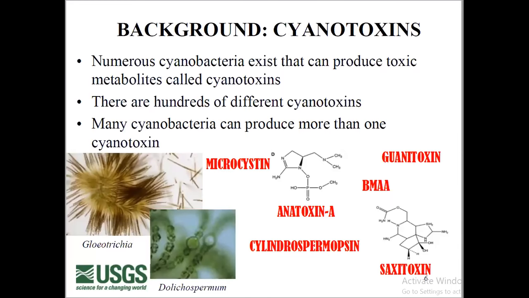Next slide. Now I'm gonna give you a little background on cyanotoxins, but I'll only talk about a few of them that are important for this project. Now we have numerous cyanobacteria that are capable of producing toxic metabolites that we call cyanotoxins. And there are hundreds of different cyanotoxins. And to complicate matters, there are many cyanobacteria that can produce more than one toxin. Now, two that I'll talk about in more detail are anatoxin A and saxitoxin. Next slide.